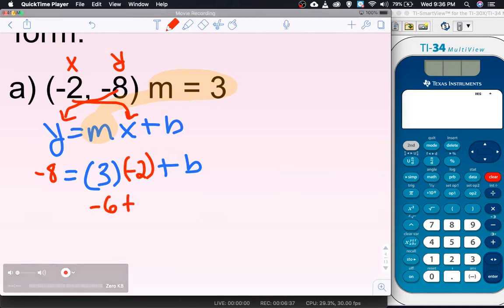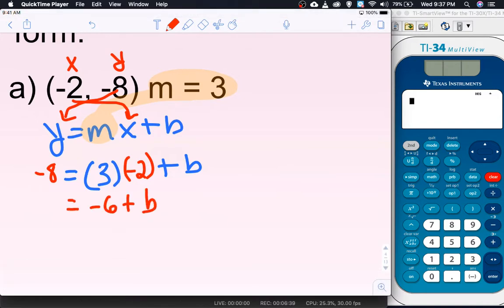-6, that's 3 times -2. I'm going to solve for b. I'm going to add 6 to cancel out this -6. Whoa, that's a +6. And I have b equals -2.